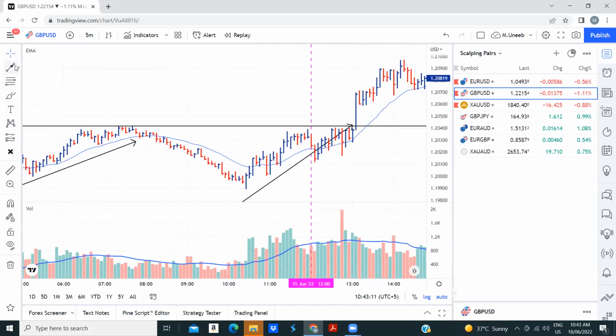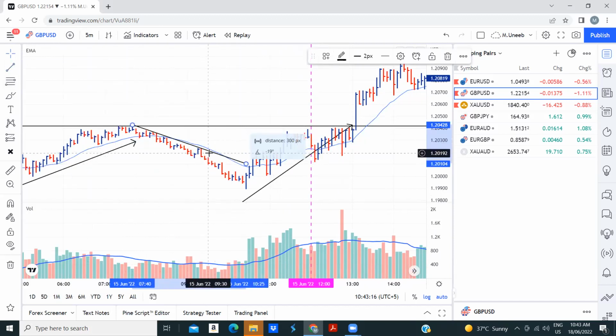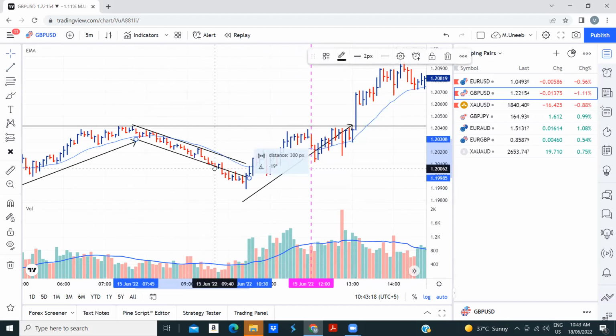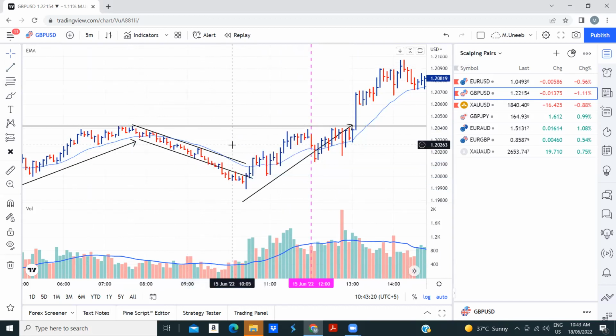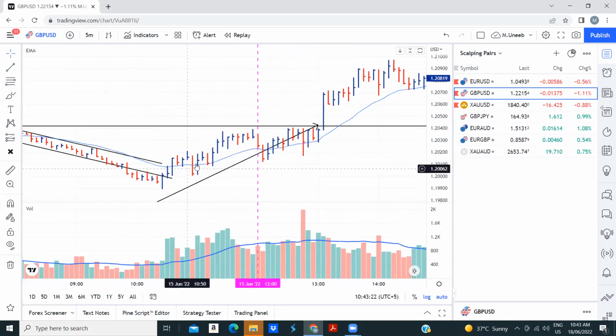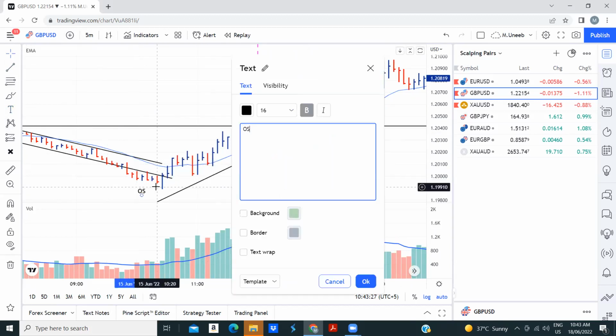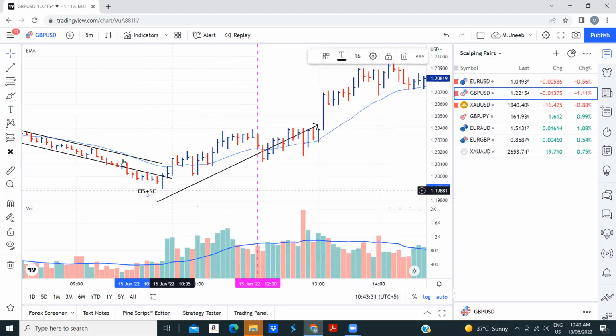Just before the London Open, what do we see here? If you draw the channel, what do we see here? Oversold. Oversold plus selling climax, of course. A huge selling climax here, you can see.